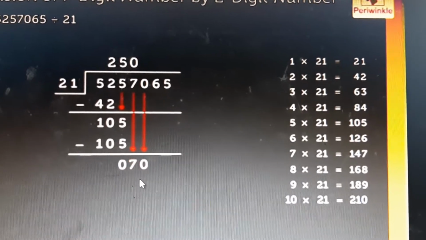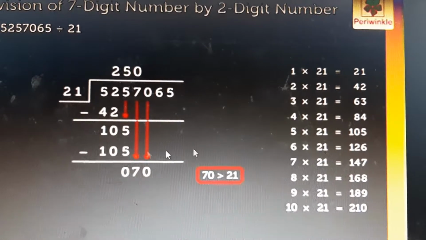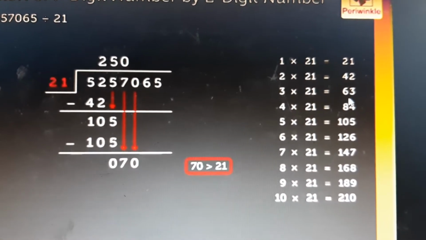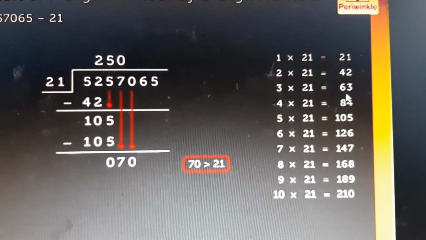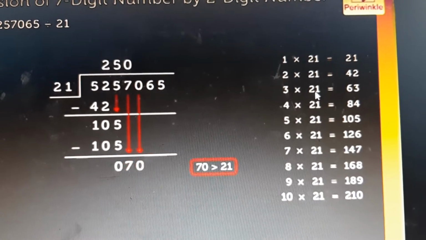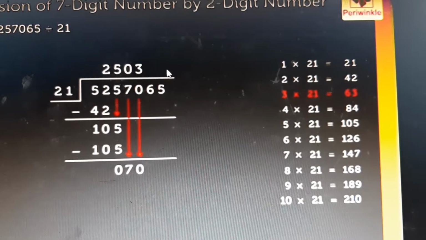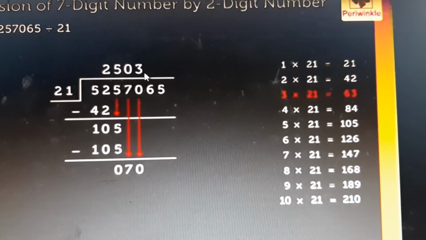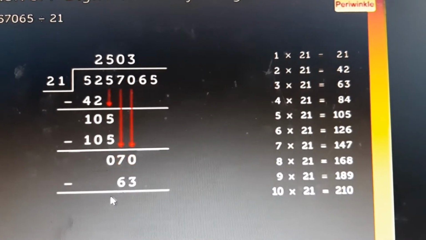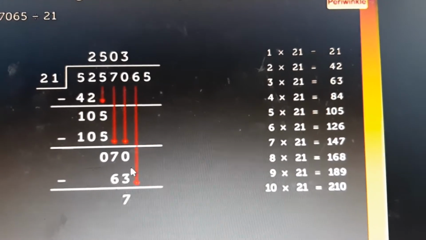You get 70. And 70 is greater than 21. So now we can see tables. Which one fits? 21 into 3 is, yes, 63. So we can take this one, isn't it? 21 into 3 is 63. This is fine for us. So you can select this. And you can write here 21 3 times is 63. So we write 63 here. How much is 70 minus 63? 7. Now take down the next number, 6.